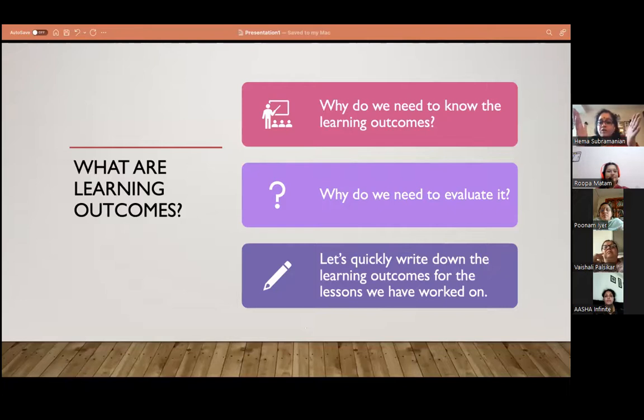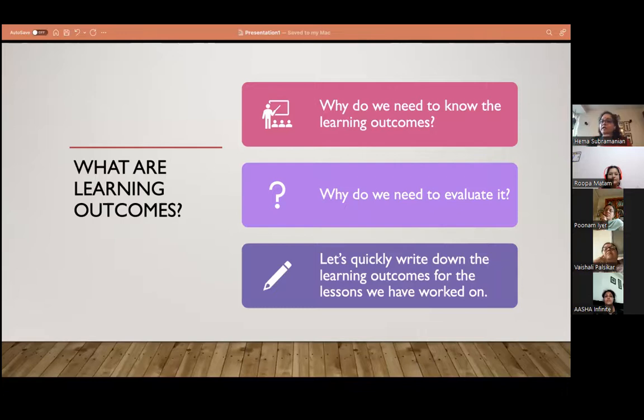So if you don't have learning outcomes and learning objectives in place, then your lesson plans will go all over the place. So we have to be very clear about what we want them to do, that they should be able to read. A boy should be able to, after I teach this lesson, read these many words. He should be able to pronounce these words properly.